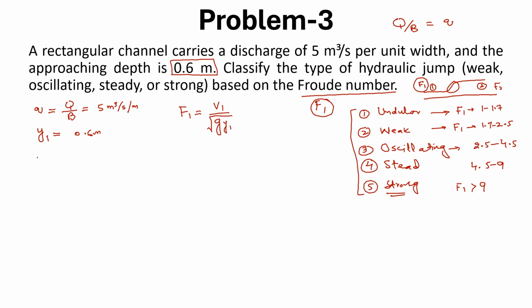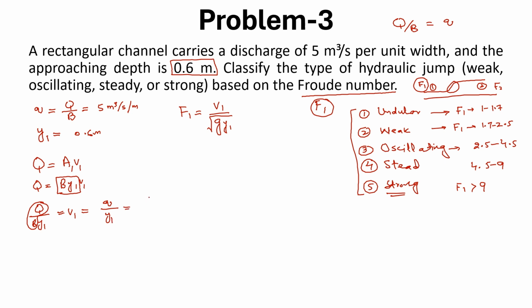Why? Because we know that Q is equal to AV, or you can say A1 V1, and Q is equal to B y1 v1, because width of the channel remains constant when a hydraulic jump is created. So if we divide both sides by B y1, we will get the value of v1. We already have the value of q over b, the discharge intensity. So we just need to divide this by y1. It means that if we divide q by y1, we will simply get the value of velocity.